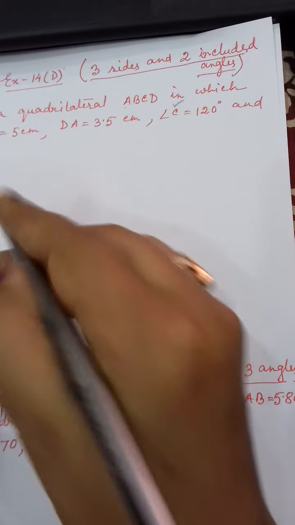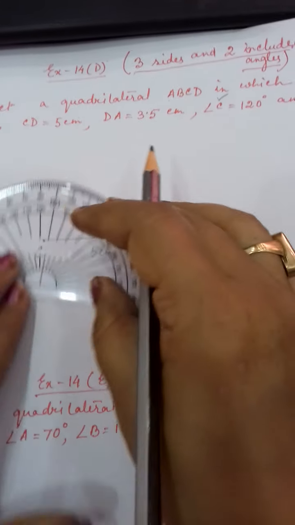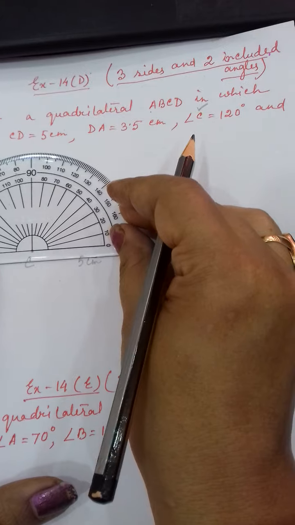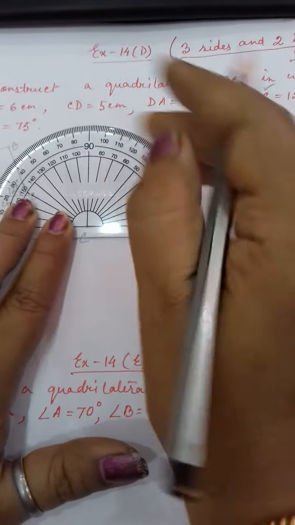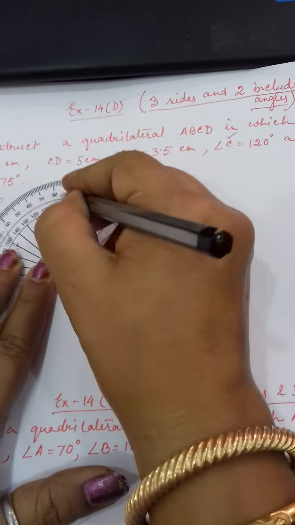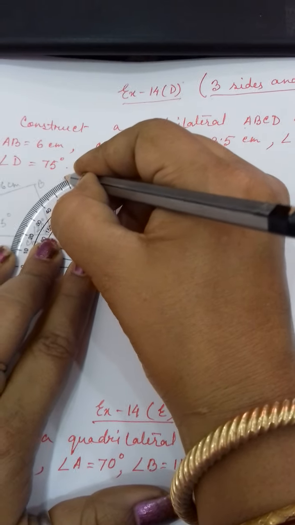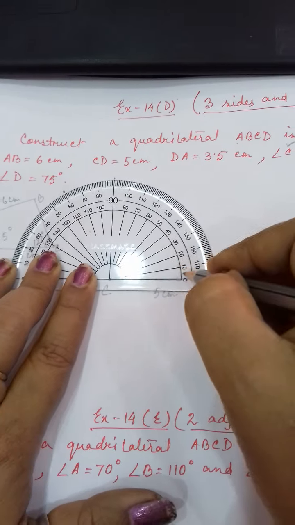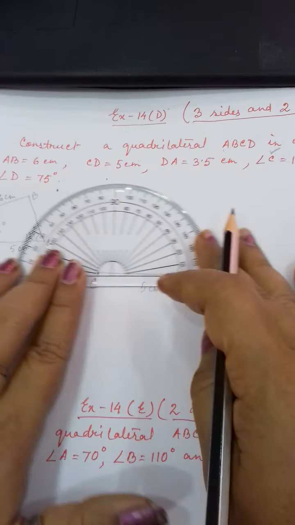Angle C is 120 degree. C is the center, so place your protractor over here. 120 degree is an obtuse angle. It is more than 90. So you consider 0 from this side, and 120 degree is here. Clear? 0 from this side, 120 degree is here.